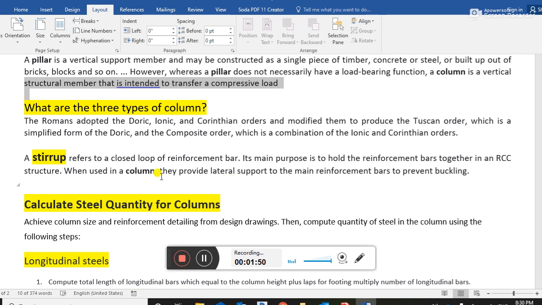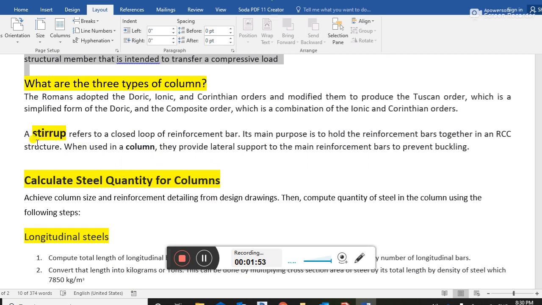Guys, what is a stirrup in a column? A stirrup refers to a closed loop of reinforcement bar. Its main purpose is to hold the reinforcement bars together in an RCC structure. When used in a column, they provide lateral support. This is the key point, guys. Remember, to provide lateral support to the main reinforcement bars to prevent the buckling.